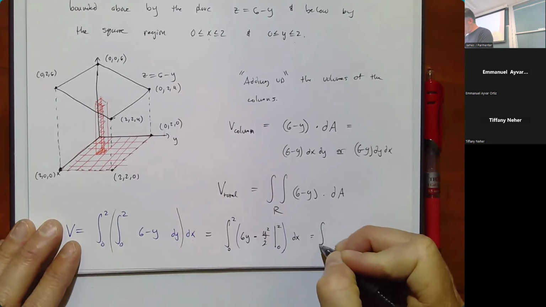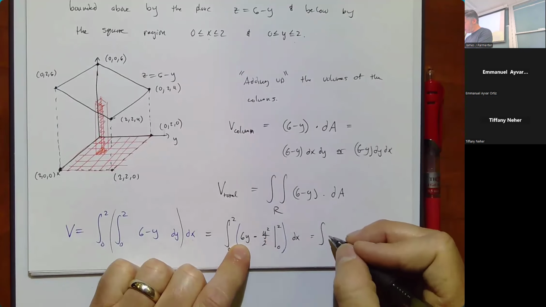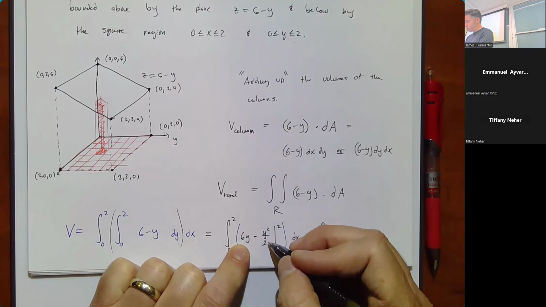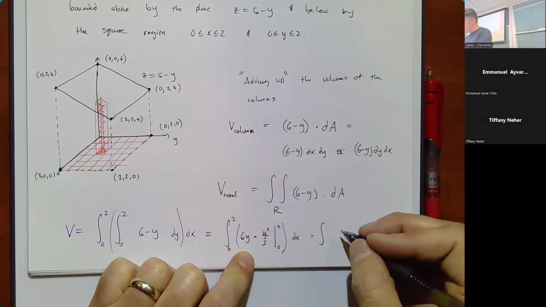So then we plug in 2, subtract, plug in 0. Plugging in 2, we're going to get 6 times 2 is 12. And then 2 squared is 4 over 2 is 2. 12 minus 2 is 10.